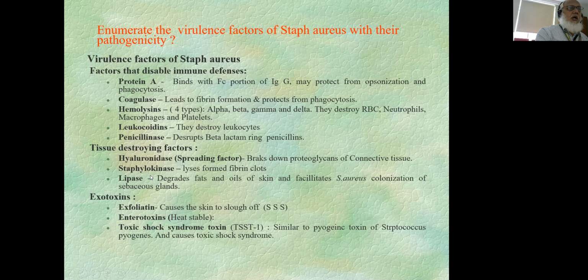Tissue-destroying factors are hyaluronidase, also known as the spreading factor, which breaks down proteoglycans of connective tissue, staphylokinase, and lipase. Lipase degrades fats and oils of skin and facilitates Staph aureus colonization of sebaceous glands. There are three exotoxins: exfoliatin, responsible for sloughing of the skin and causing scalded skin syndrome; enterotoxin, responsible for toxin-type food poisoning; and toxic shock syndrome toxin, similar to the pyrogenic toxin of Streptococcus pyogenes, causing toxic shock syndrome.